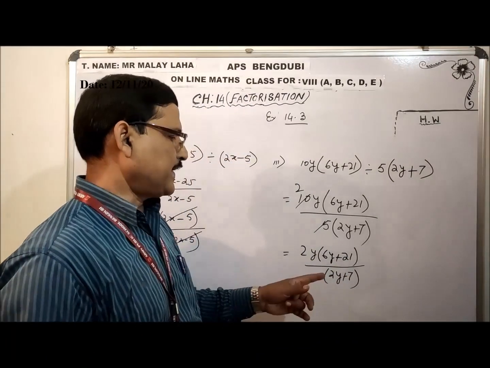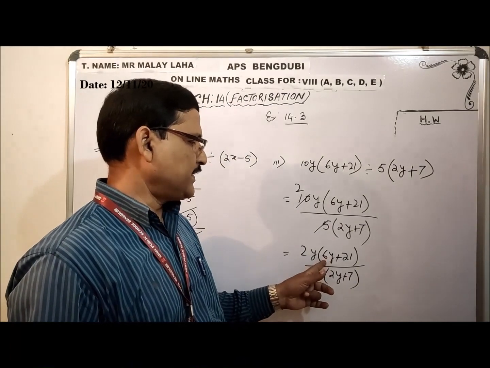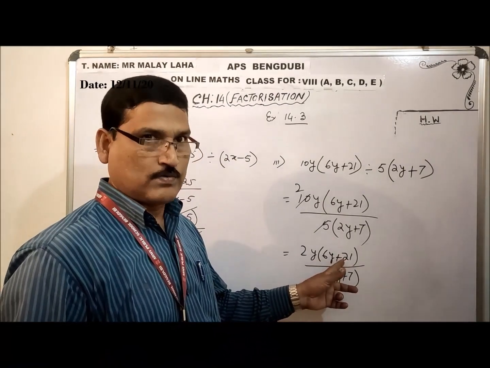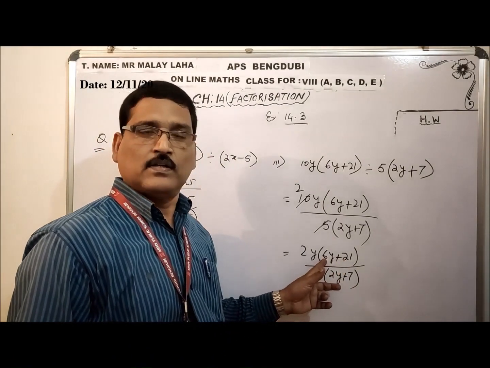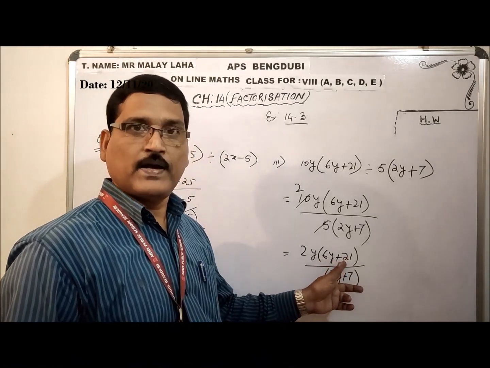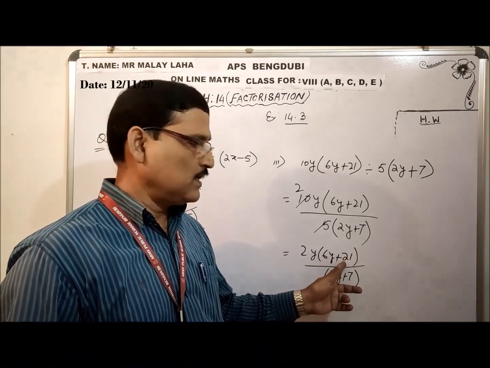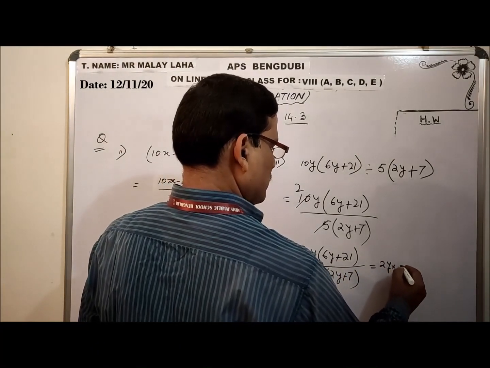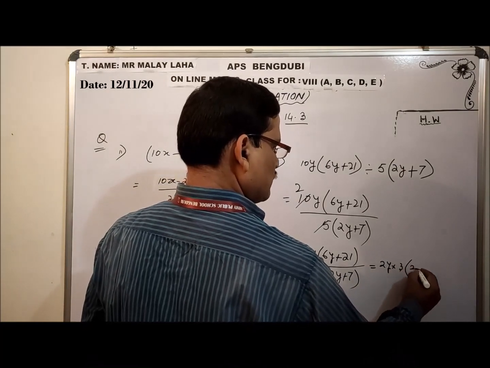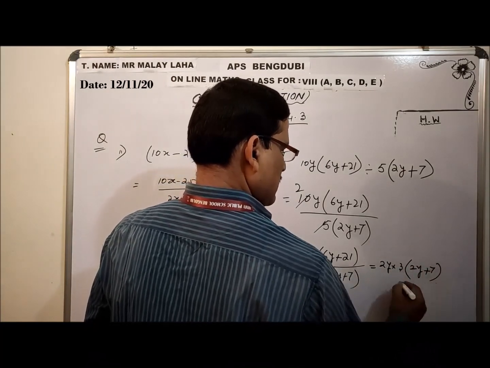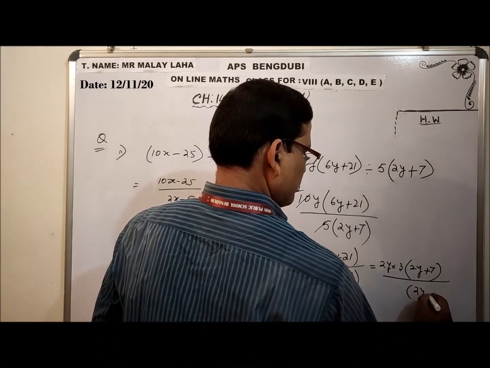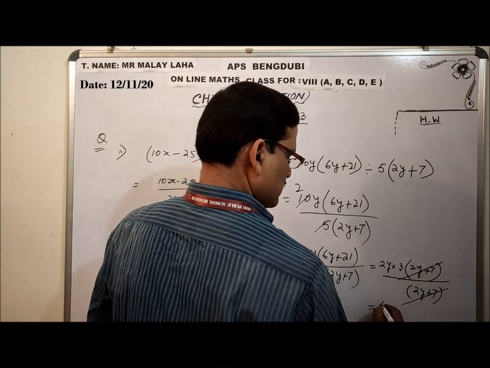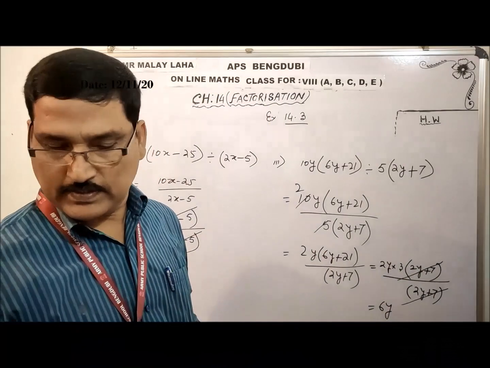Now you have to reduce again from here. What can I take common from these two numbers? It has 6y and it is only 21. What is the common? 6 is divided by 2 and 3 and 21 is divided by 3 and 7. So what is common? 3. If I take common 3, the number will get reduced: 3 into 2y plus 7 divided by 2y plus 7. So this entire part gets cancelled. It will be 6y.